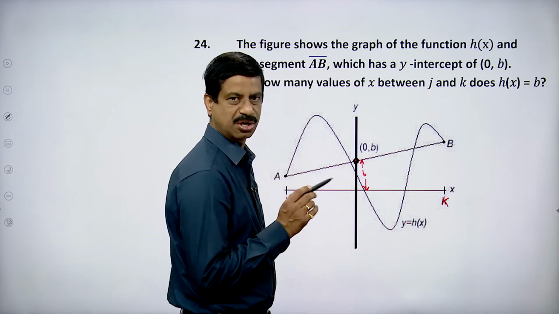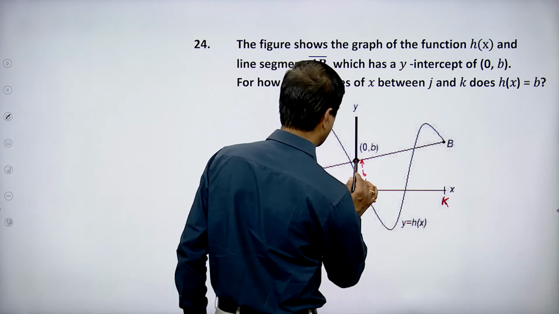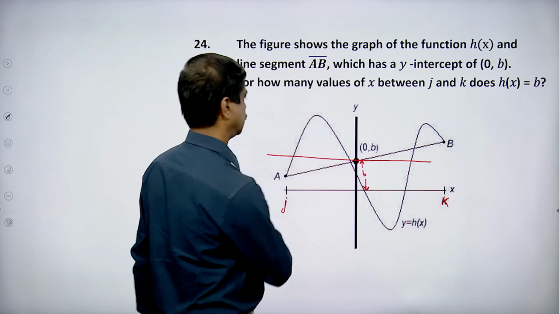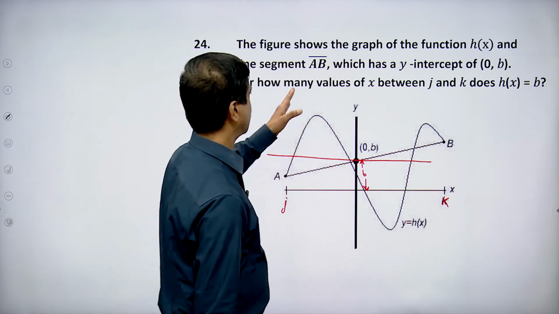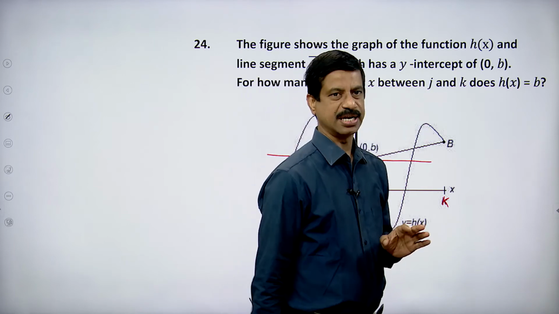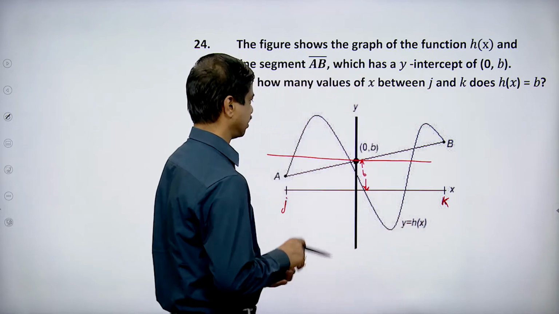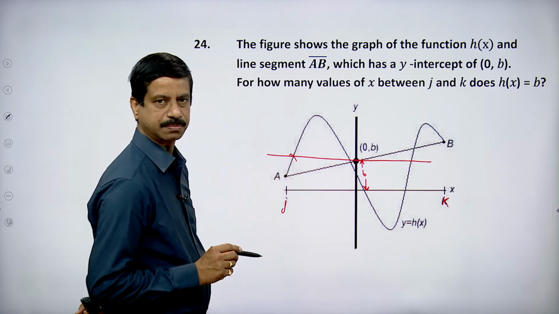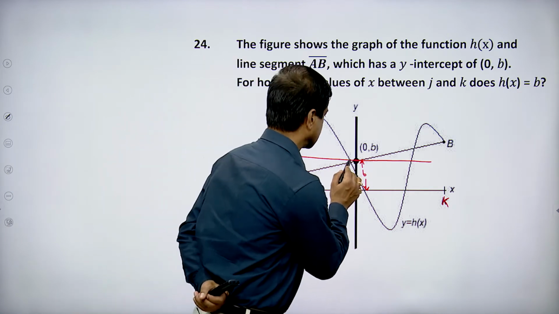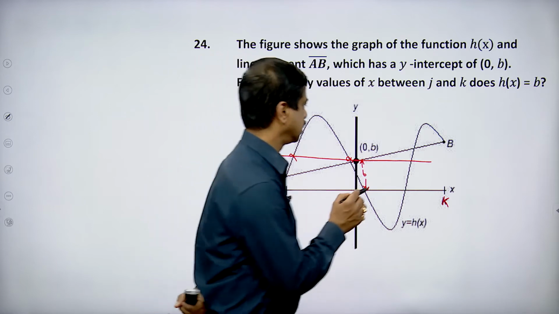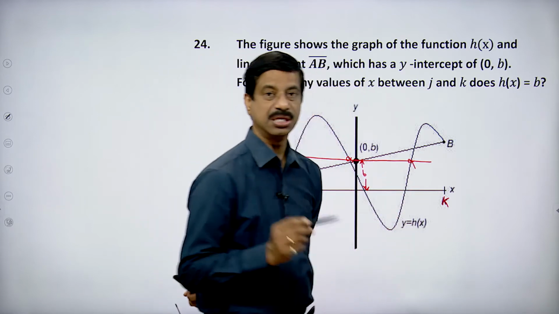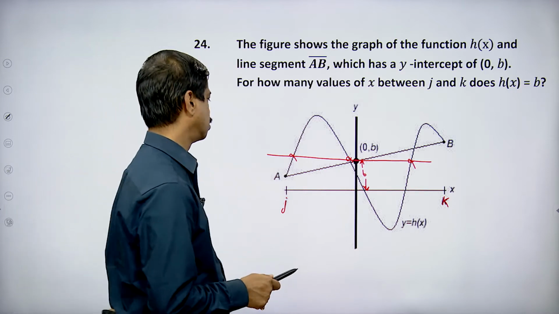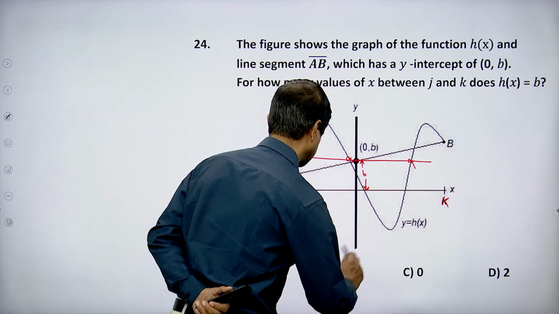So h of x equal to b means what? I will draw a horizontal line like this. So how many values of x are there between j and k for h of x? H of x is this or not? You see, point number 1 it is cutting here, point number 2 it is cutting here, point number 3 it is cutting here, means there are 3 points at which h of x is equal to b. So answer is 3. So you have option B.